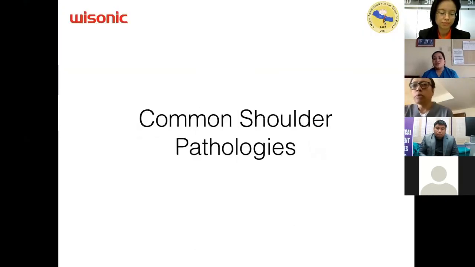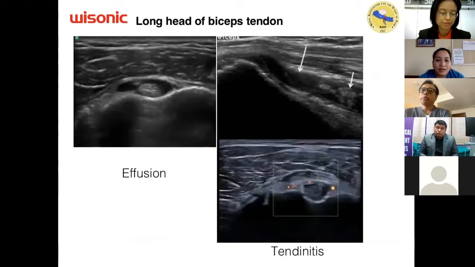So after demonstrating the normal ultrasound picture of the shoulder structures, I'd like to just show how the common shoulder pathologies look like. So here we can see the long head of the biceps tendon in the short axis view. This is the bicipital groove. This gray echogenic structure is the long head of the biceps tendon.